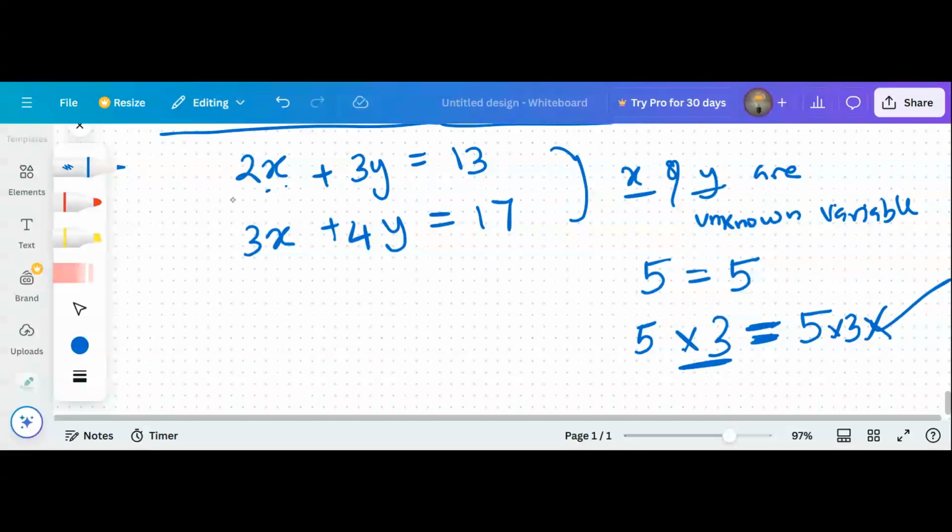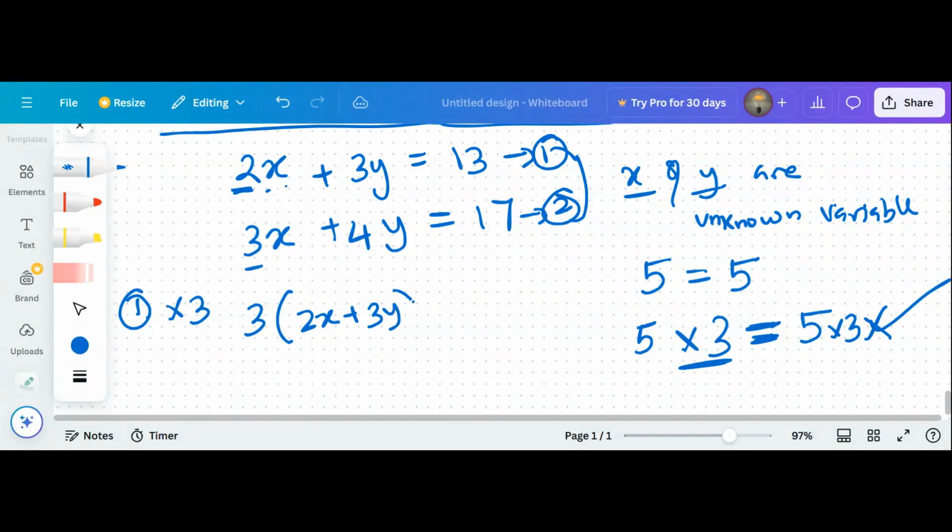So here 2x, here 3x. The first step you need to do is, we want to make this coefficient, the number before x, here 2, here 3, the same number. Okay, we can do it. Let's say this is equation number 1, this is equation number 2. We'll take equation number 1 and multiply it by 3. So 3 into 2x plus 3y is equal to 13 into 3.